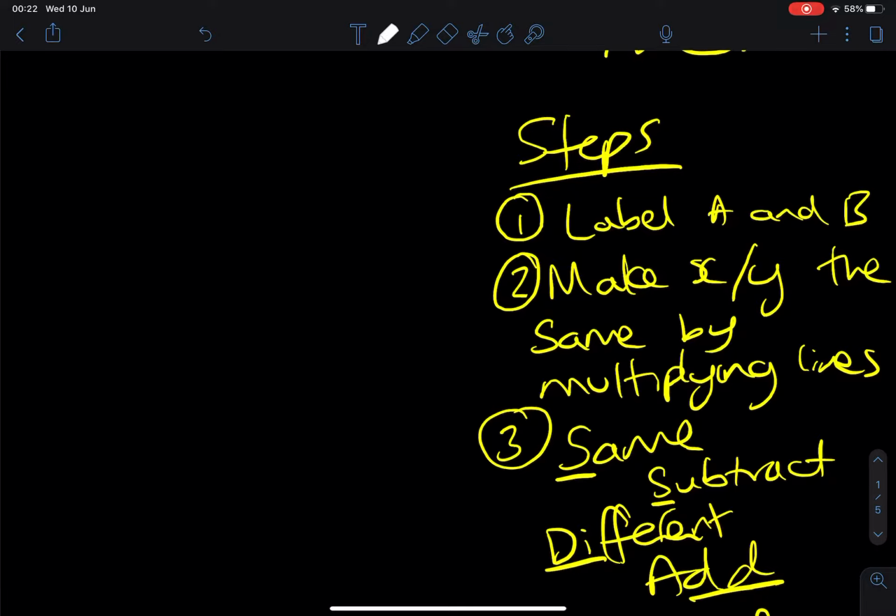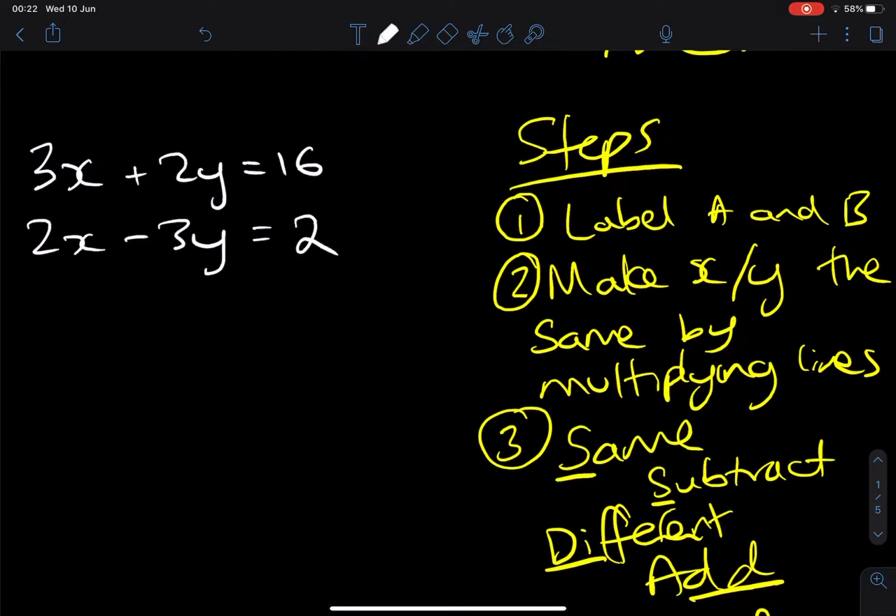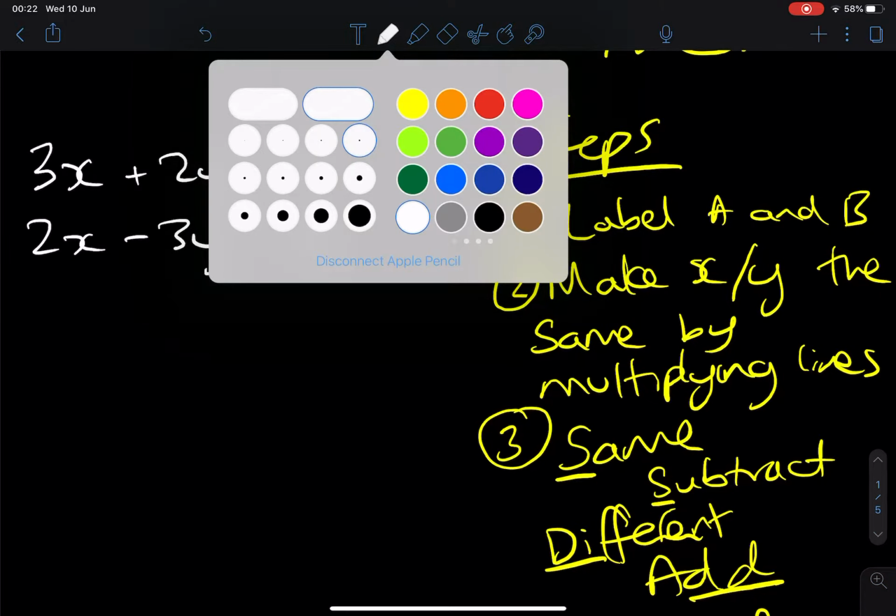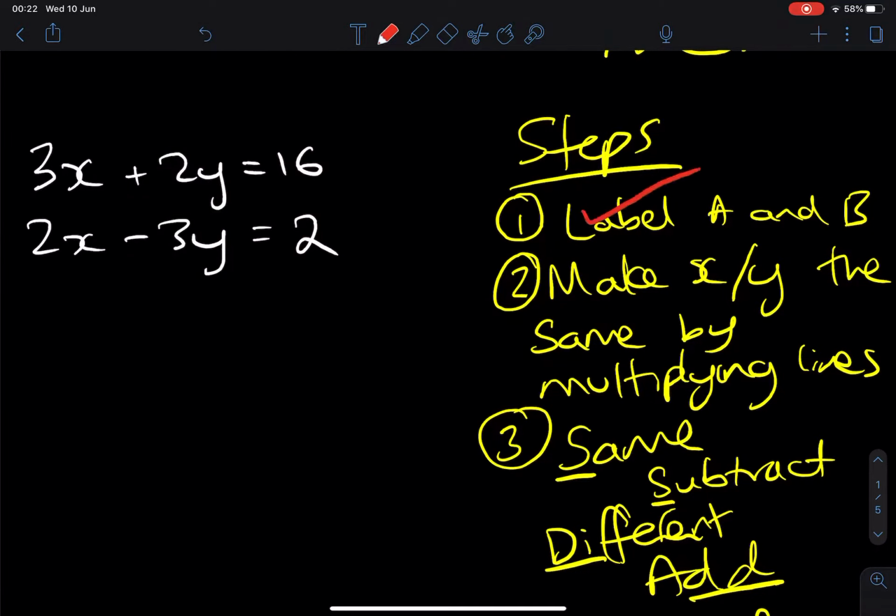So let's do a question that has both variables that need changing. Let's do 3x plus 2y is equal to 16 and 2x minus 3y is equal to 2. As per our instructions, I label it A and B.